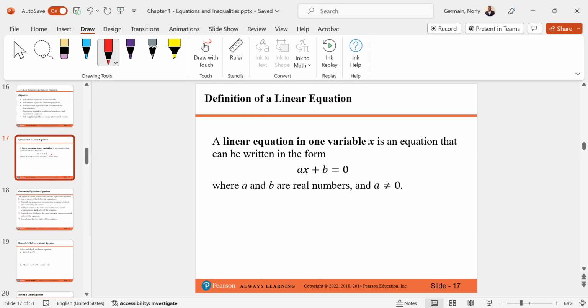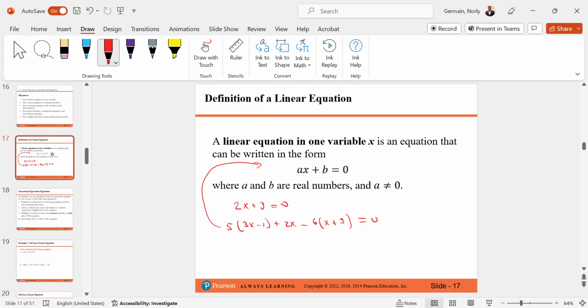For example, a linear equation can be 2x plus 3 equal to 0, or you can have 5 times (3x minus 1) plus 2x minus 6x plus 3 equal to 0. So you see, after you distribute and combine like terms, it's going to bring you back to the form ax plus b equals 0. No matter what type of expressions we have, as long as at the end, when you distribute and combine like terms, combine the terms that have x's together, combine the constants together, and set it equal to 0, it's a linear equation.